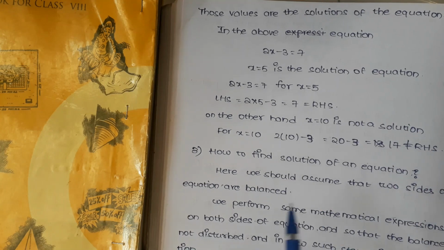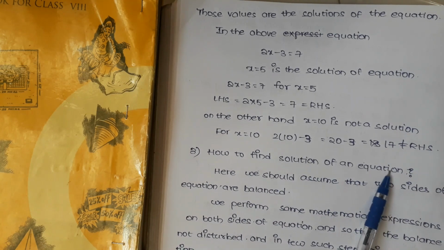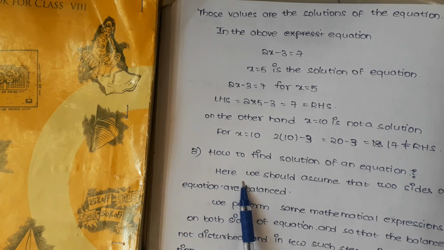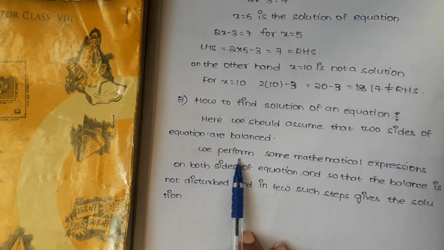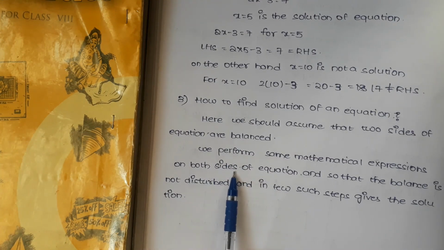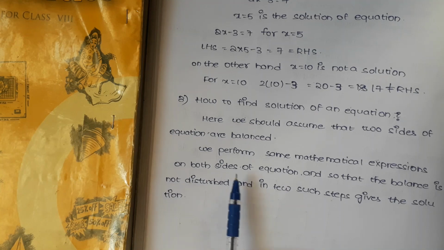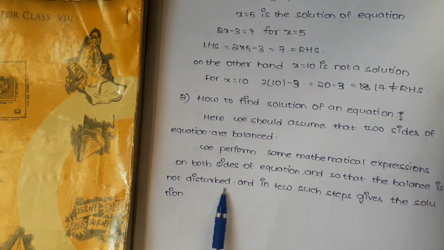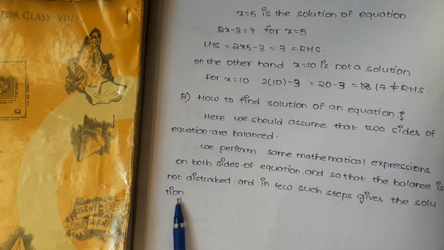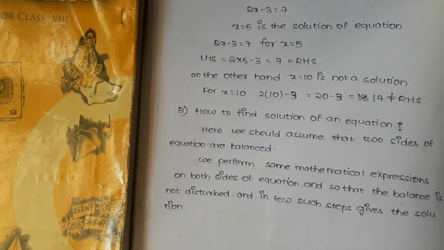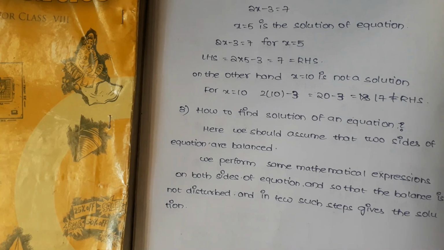Now let us see how to find the solution of an equation. Here we should assume that the two sides of the equation are balanced. We perform some mathematical operations on both sides, that is LHS and RHS of the equation, so that the balance is not disturbed, and in a few steps we get the solution of the equation. This is about the introduction to linear equations in one variable. In the next video, we will see some examples of linear equations.